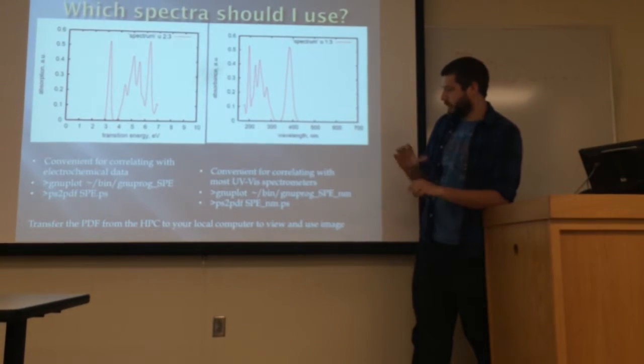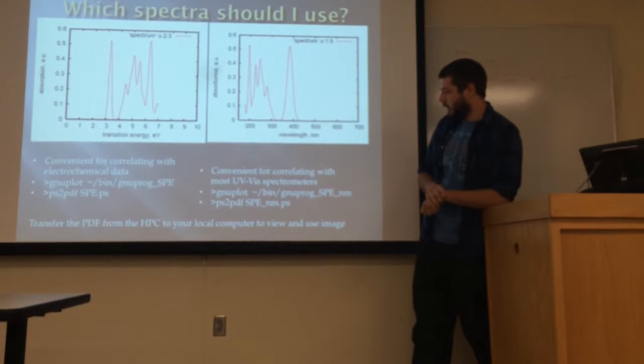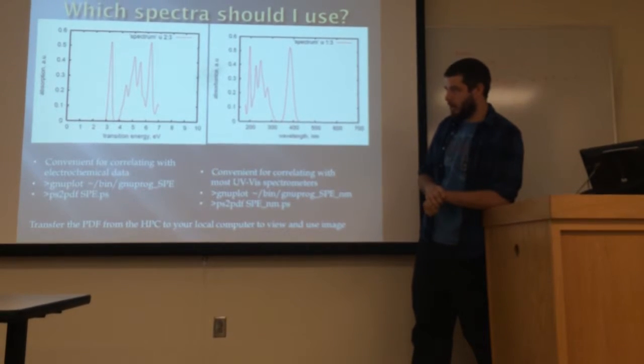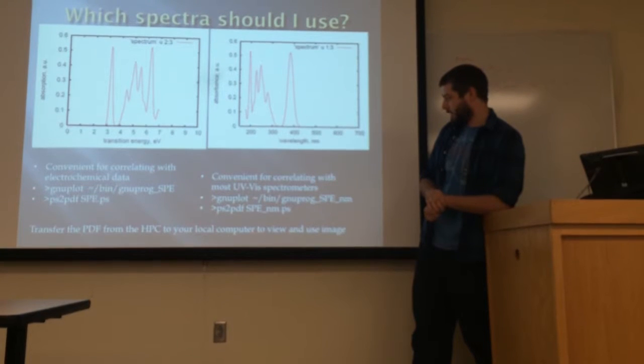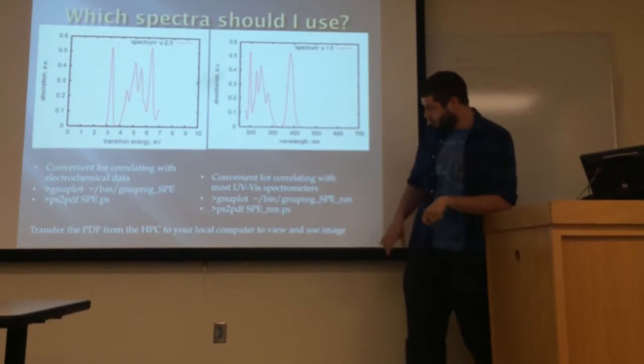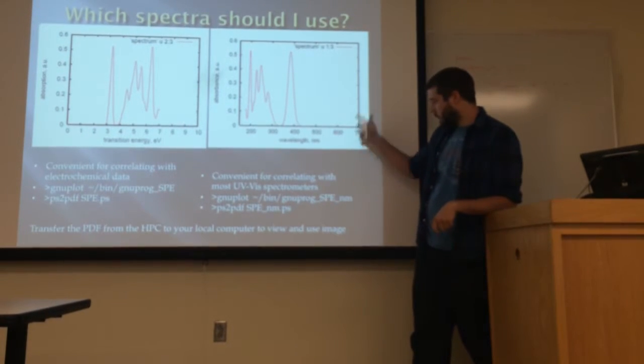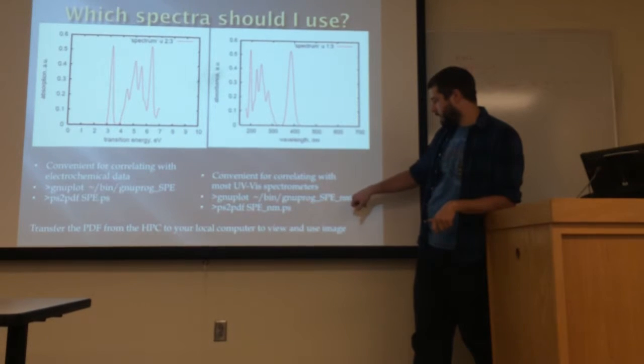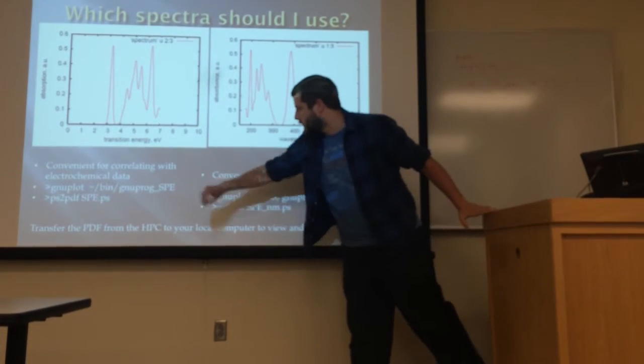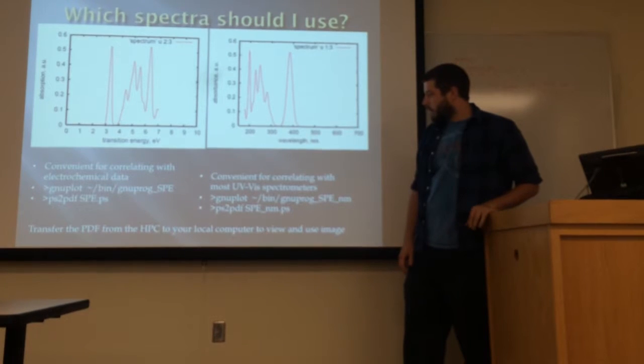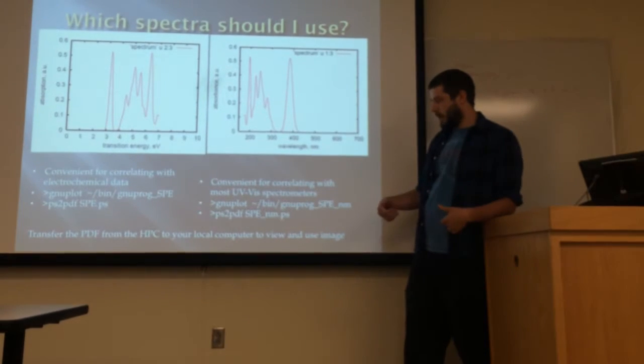If you want something else, you can figure out how to do that in Excel or Origin. I haven't really played around with that yet. But the difference is, if you want the wavelength, you'll have the little nanometers at the end, where this is just blank. And then you'll convert the file into a PDF.